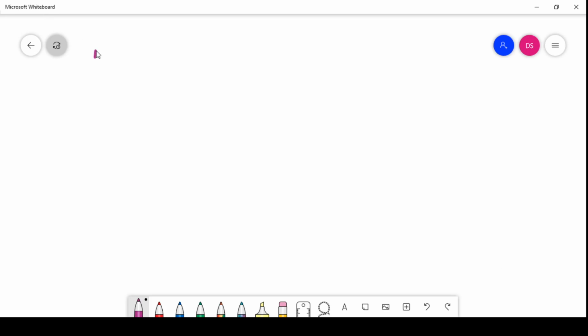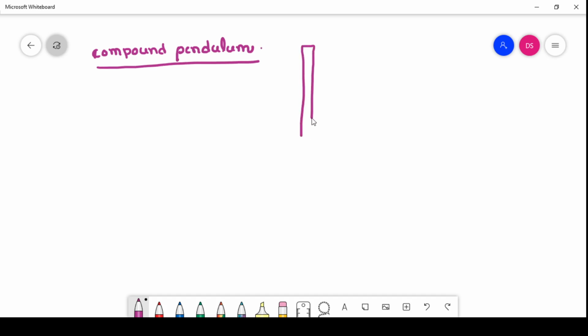Now we will see the second application of Hamilton's equation of motion, that is nothing but the compound pendulum. So we are going to derive the equation of motion of the compound pendulum using Hamilton's equation of motion. Here, generally, the compound pendulum appears like this. It is like a bar, an iron bar, and it has some number of holes.